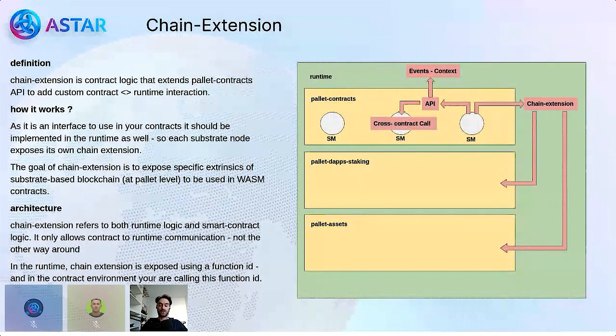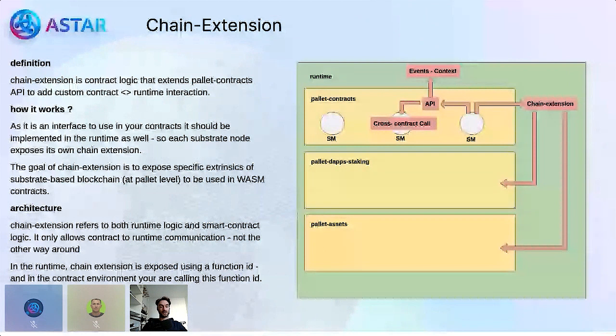So your contract can interact with the runtime, but adding this chain extension will not allow the runtime to communicate with your contract. For example, pallet dApp staking cannot communicate to your contract. It's only the other way around. In the runtime, chain extension is exposed using a function ID, and in the contract environment, you are calling this function ID.